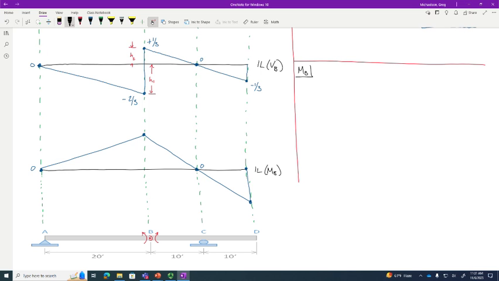Right, because what's happening here, I'll put this on here as well. So if I install a hinge right there, do that, this side is going to pivot around that, and that side's just going to go up.